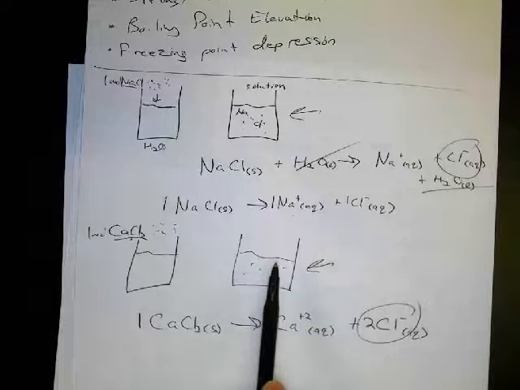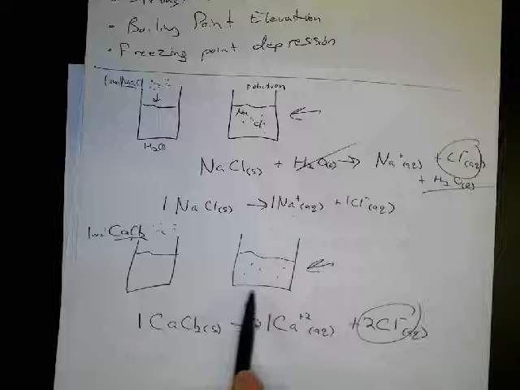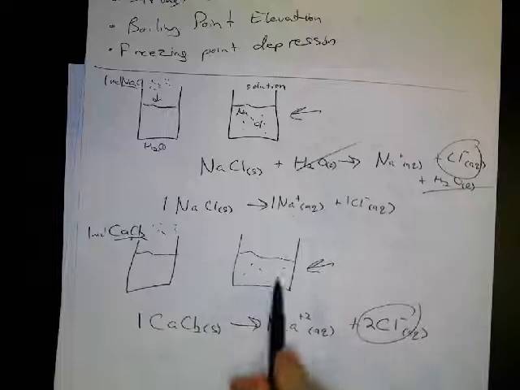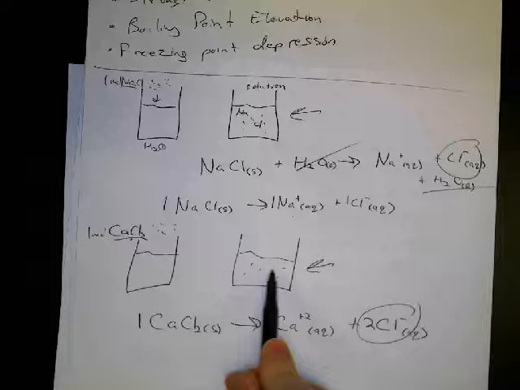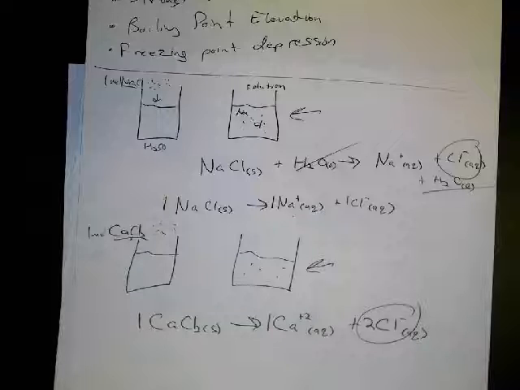And just like we talked about, since there's more chloride ions in the calcium chloride solution for the same amount of starting material, this would actually make the freezing point of this water lower than if I had just used that same amount of sodium chloride. So increasing the amount of ions actually lowers the freezing point.